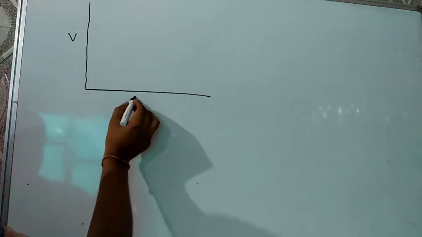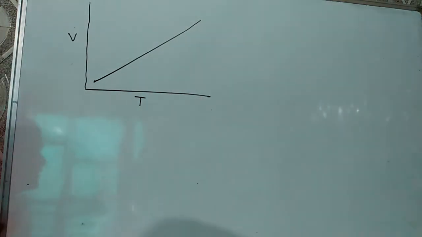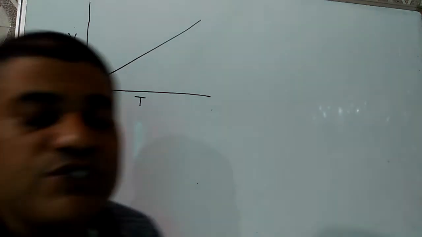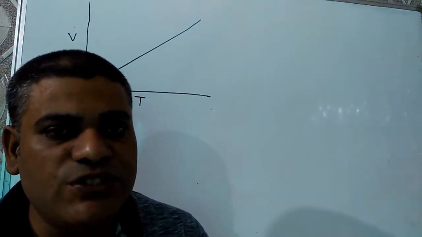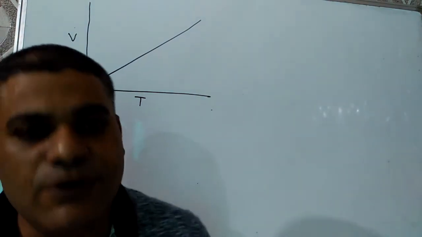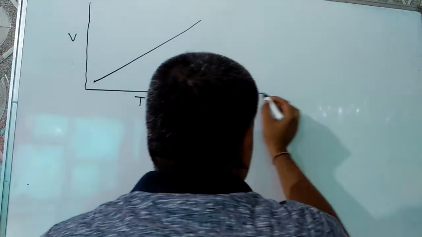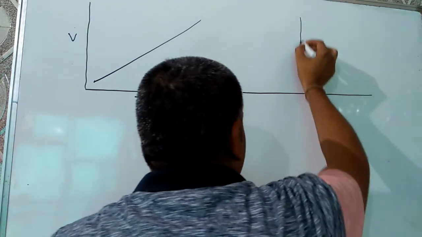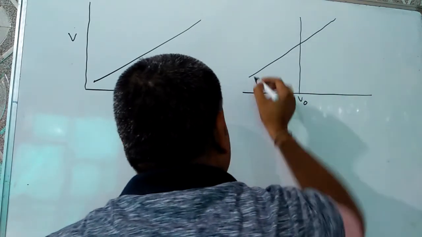Volume is plotted against temperature, then we will get a straight line. But keep it in mind that straight line will not start from origin, because the absolute zero temperature can never be attained. Reason I have explained, because at absolute zero temperature the gases will cease out. Or it can be plotted like this, where temperature in centigrade, that is V0. So we can get the graph like this.